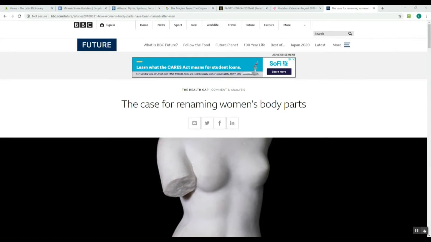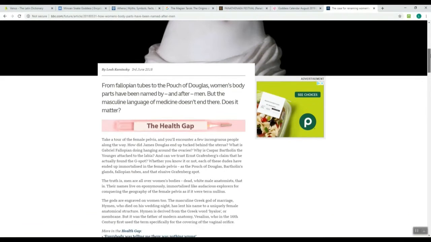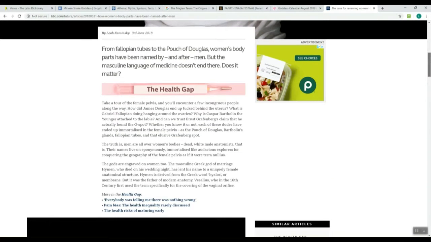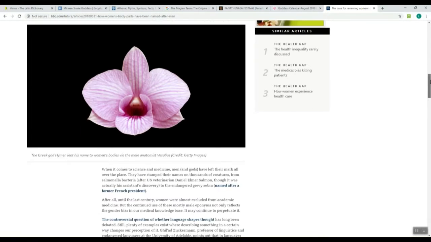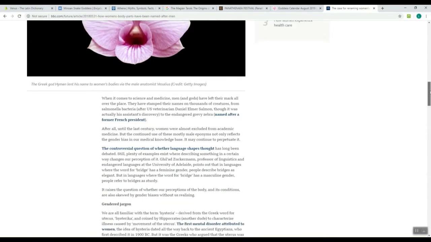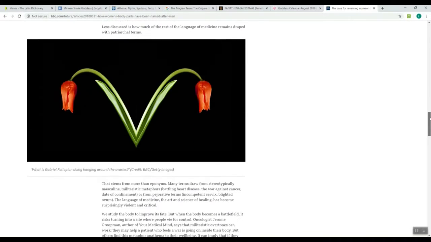All right, we're just going to start with the BBC and the renaming of women's body parts. I've already said that in Hebrew, rechem, which is uterus, is masculine. Why would that be masculine? All right, and they go through and talk about how all of our body parts have been named by men for men.